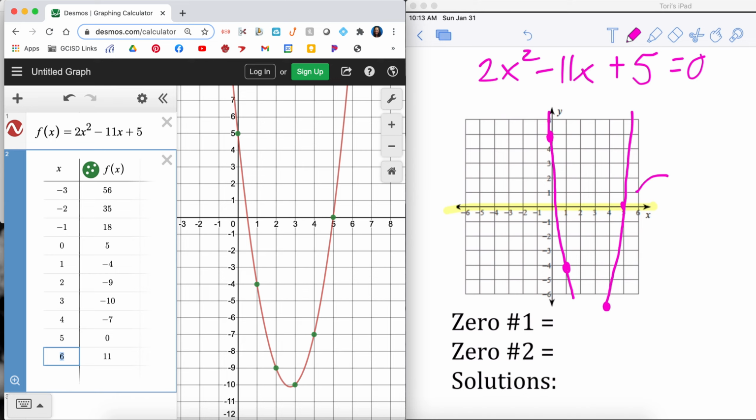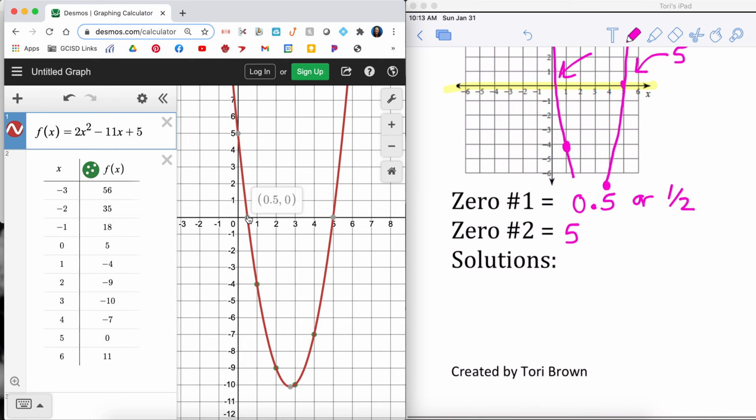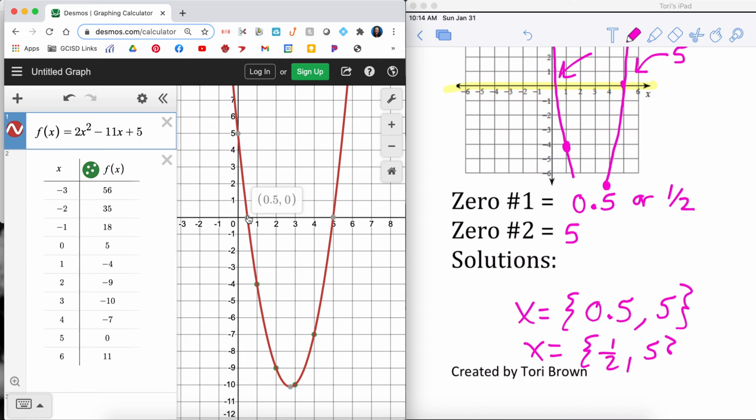I know one of them right here was the whole number 5 because we dotted that one. But this doesn't have a whole number. This one I definitely need to go back to the calculator to see. So I know my first 0 is 5. Let's find the other one. If I click on the red graph, it's going to give me that gray little dot, 5. But this one's a decimal, 0.5. You can write 0.5, or you could use that as a fraction and do 1/2. I'll take either one. But when you write your solutions, remember to go least to greatest. So 0.5 comma 5, or you could do 1/2 comma 5. I would take either way.